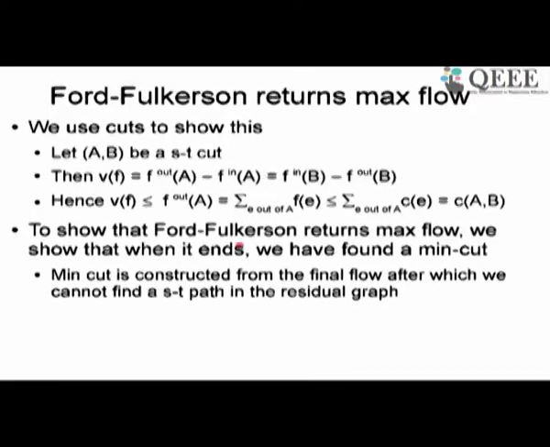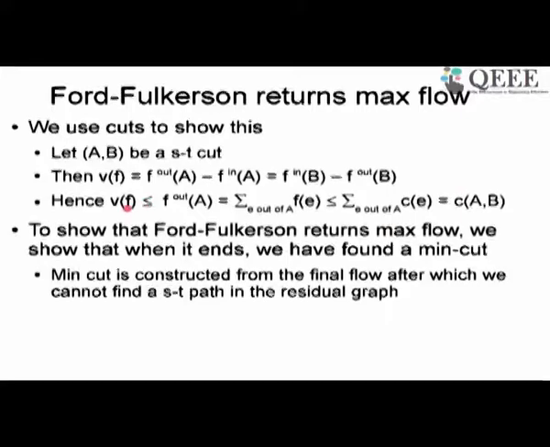So if AB is an ST cut, then I know that the value of the flow, VF, is equal to F out of A minus F in of A. Since the cut capacity is defined as F out of A, remember, to define the capacity of a cut you don't look at edges which are going backward, only forward edges. So the capacity of the cut is F out of A. Since VF is equal to F out of A minus F in of A, VF must be less than or equal to F out of A.